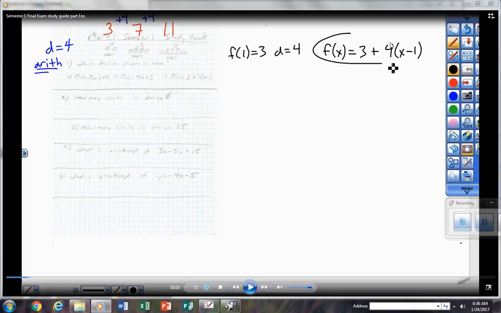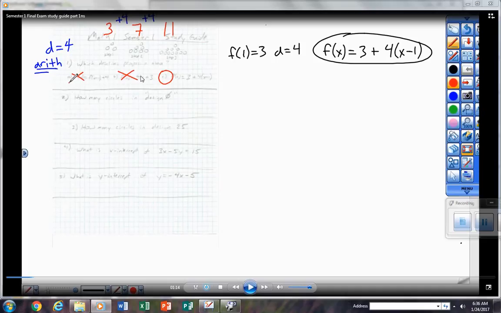Same math, you're still going to distribute and combine like terms. So again, if I was to distribute this, that would give me 4x minus 4, and then combining like terms would give me 4x minus 1. So the only choice of these 3 which is good is choice C, where I have f of 1 plugged in here and d plugged in as 4 right there.